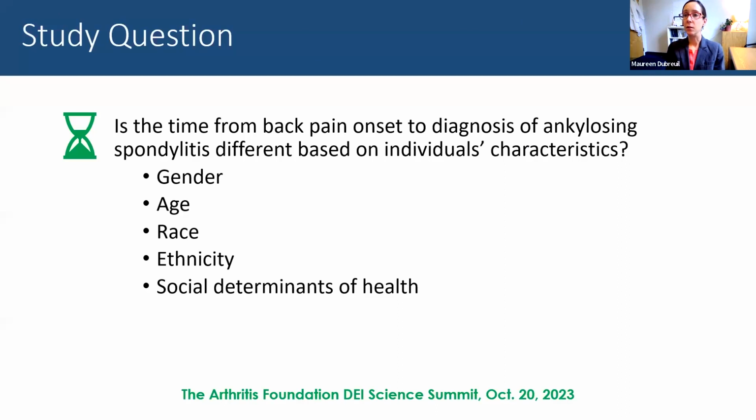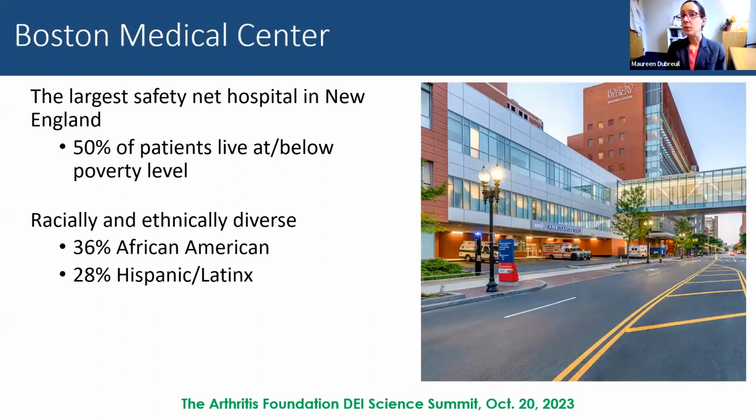So our study question is: is the time from back pain onset to the time of ankylosing spondylitis diagnosis different based on individuals' characteristics? And we had particular interest around gender, age, race, ethnicity, and social determinants of health, which I will go into. To do the study, we used data from Boston Medical Center's electronic health record. We are the largest safety net hospital in New England, and more than half of the patients are below or at the poverty level. We also see a very racially and ethnically diverse population, including over a third who are African American and over a quarter who are Hispanic or Latinx.